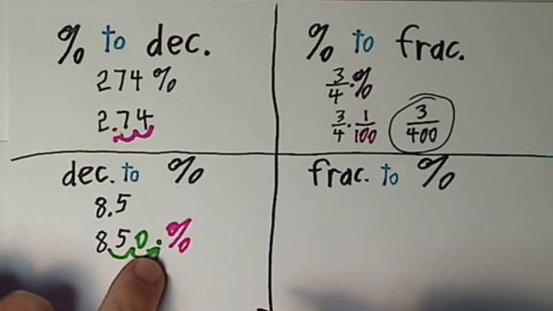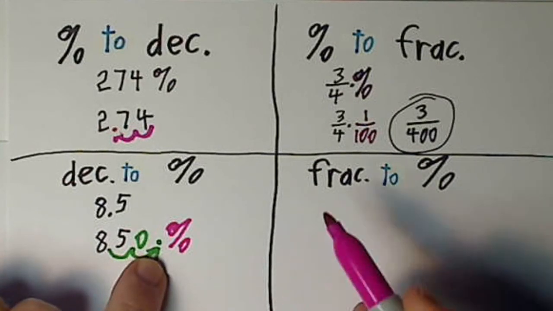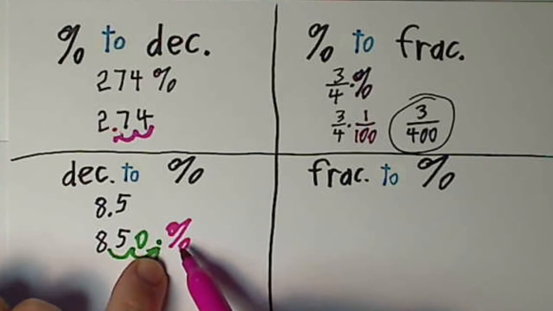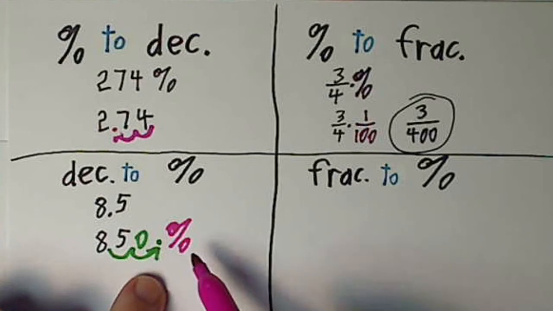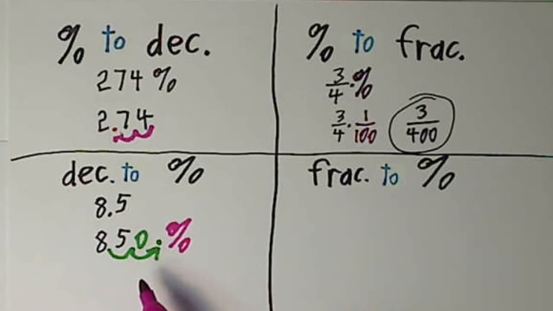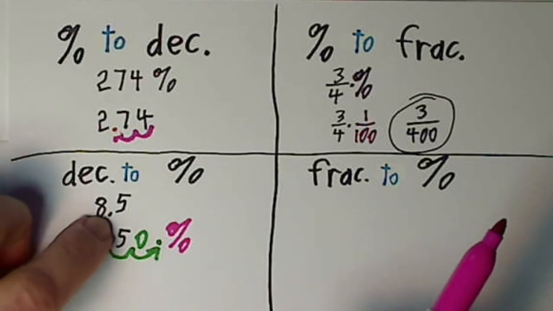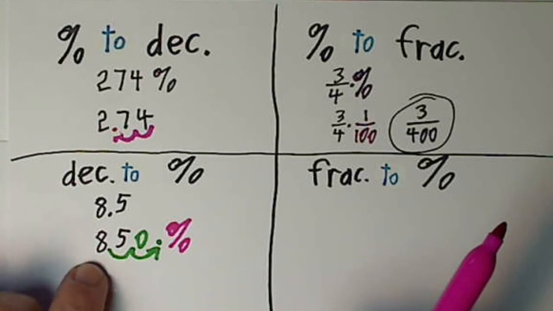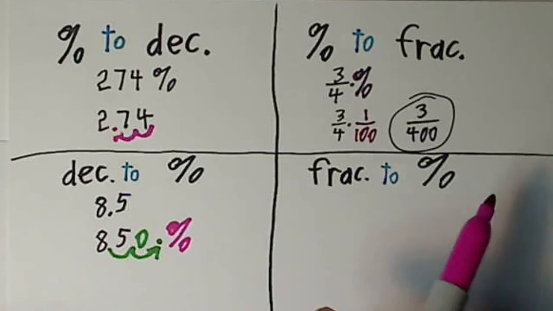Again, by moving it 2 spaces, I'm multiplying by 100. By putting in a percent sign, I'm dividing by 100. So that's why I haven't changed the value, but I've certainly changed the way this looks. Okay? 8 5/10 is the exact same thing as 850%.